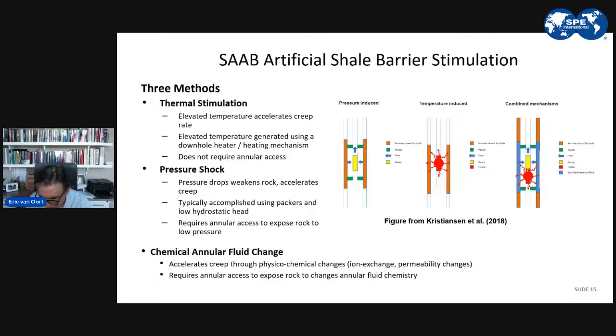And the nice thing about this method, and this is the reason why I'll predominantly talk about this in the following, is that it doesn't require annular access. So you don't have to go and perforate casing strings in order to get access to the annulus. With heat, through heat conduction, you can do it from the casing string itself without having to compromise it. If you want to use pressure shock, pressure drop, or chemical annular fluid change, you will need access to the annulus. So you need to perforate and expose the annular space to either a pressure drop or a change of fluid. So I'll talk mainly in the following about heating.